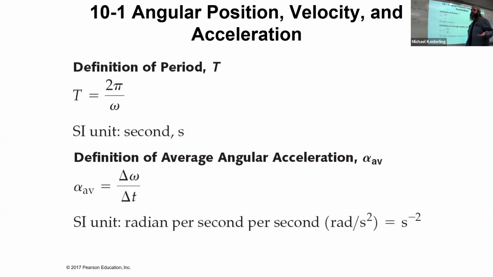Now, another value we might want to know is how long it takes to make a complete rotation, the period, if something is moving at some speed. Well, the period is just going to be 2 pi divided by omega. 1 revolution divided by the speed. The unit is seconds, time. So period equals 2 pi over omega.